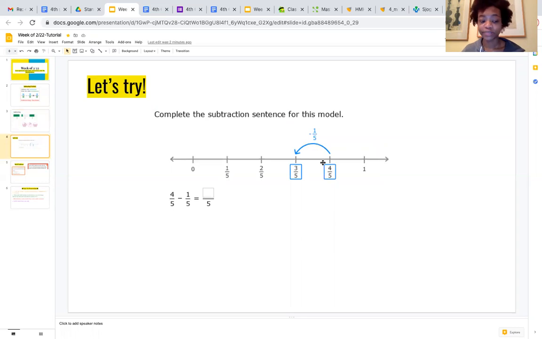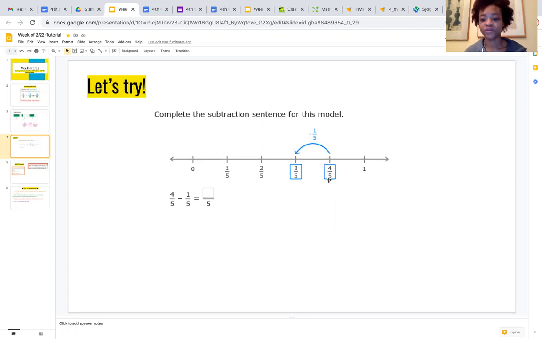We're also going to be using number lines in order to work out some of these problems, and our children are already familiar with them. So let's continue to support them as they use number lines to help them make sense of fractions. So here we are going to complete the subtraction sentence for the model shown below. So here we're starting backwards.